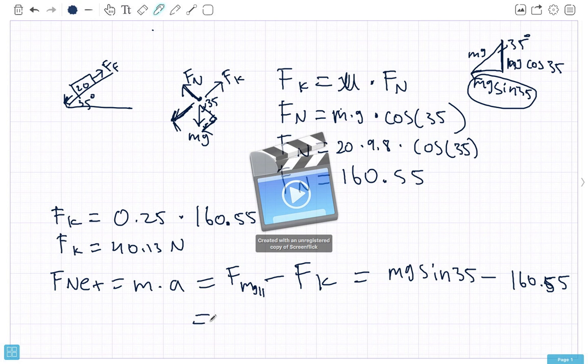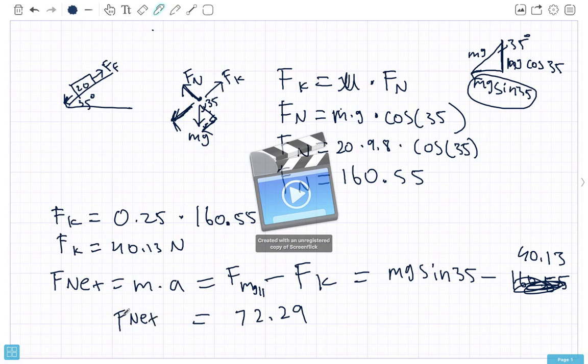minus, wait, Fn isn't, no, Fk is, whoops, minus Fk, 40.13, sorry. So you take that, basically mg sine 35 is 112.42, because 20 times 9.8 times sine 35. Subtract 40.13 from that, and we have a wondrous beauty of 72.29. So we have 72.29 is basically our F net.